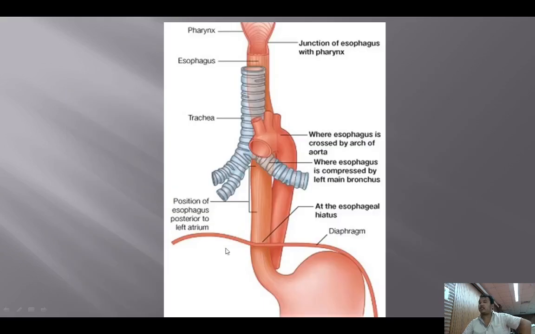So what are the four constrictions? One, at the junction of the pharynx. Two, when it is crossed by the aorta. Three, when it is crossed by the bronchus. And four, when it is crossing the diaphragm.